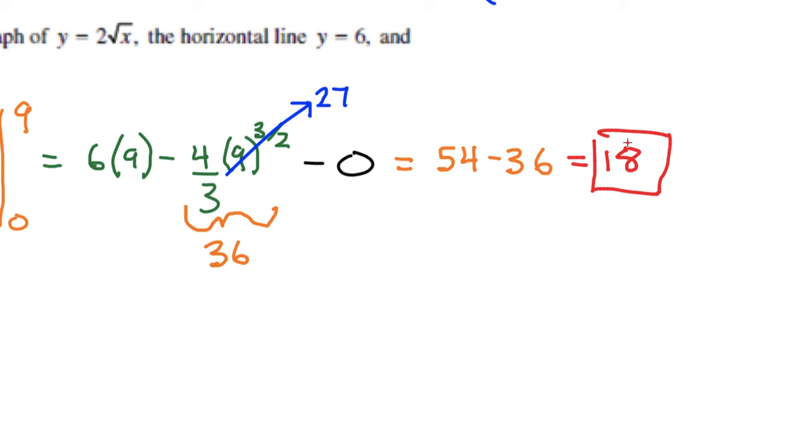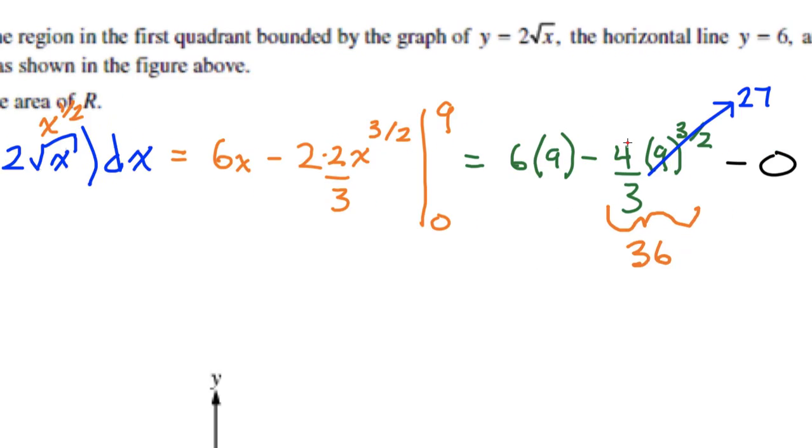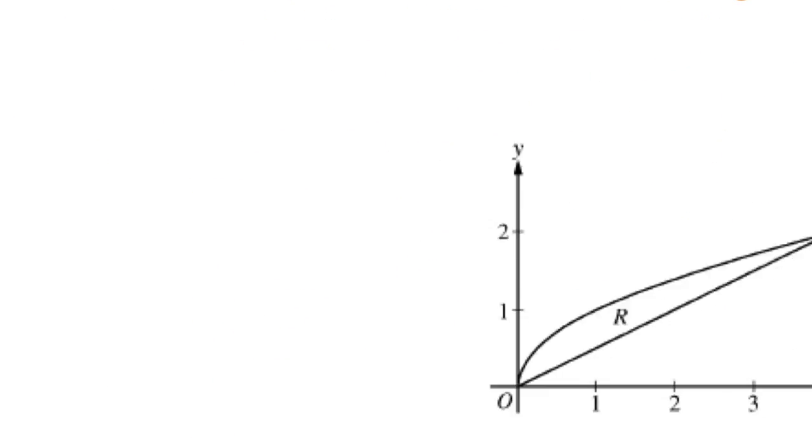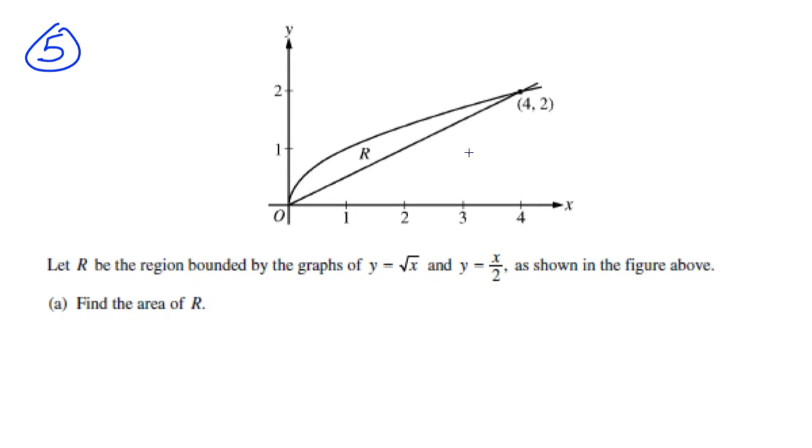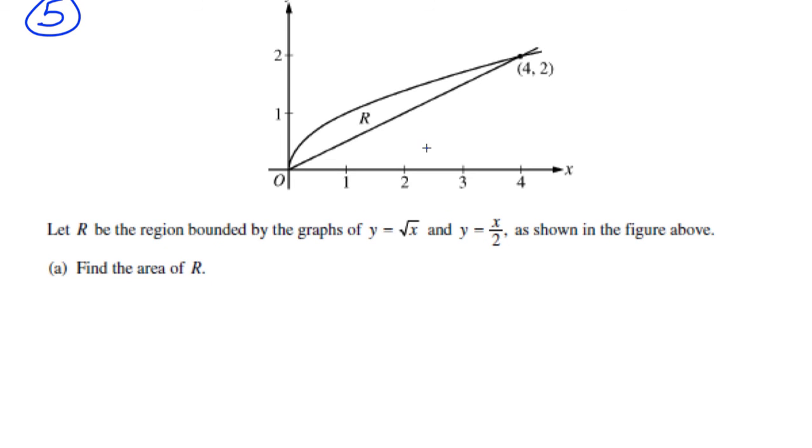We still have 2 more problems to do. So that was number 4. We're on to number 5. Number 5. Let's zoom out so we can see what's actually happening here. We have this R, which is a tiny little sliver of a region. We have y equals square root of x and y equals x over 2.